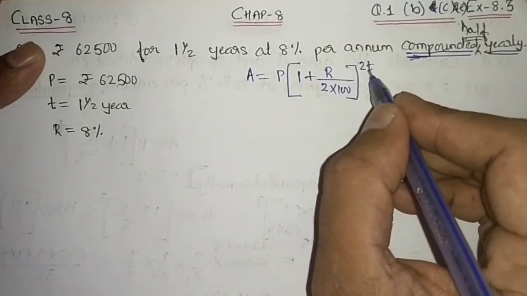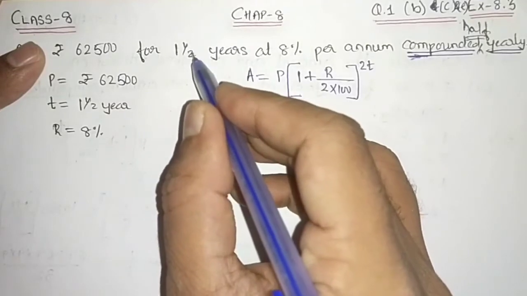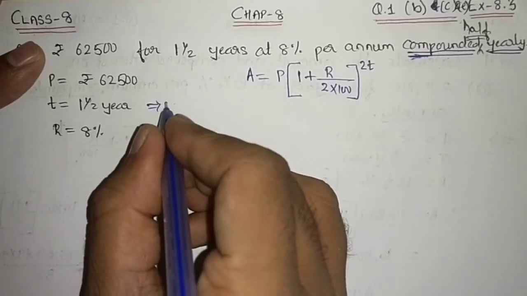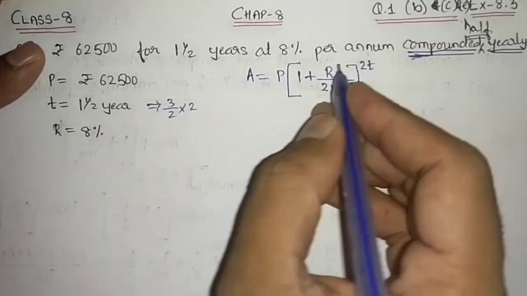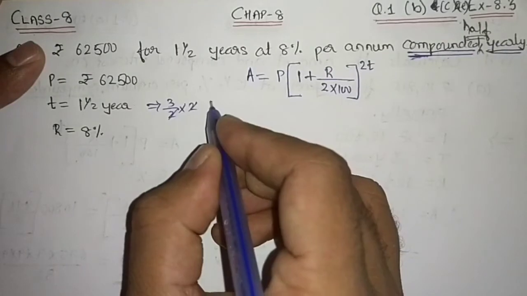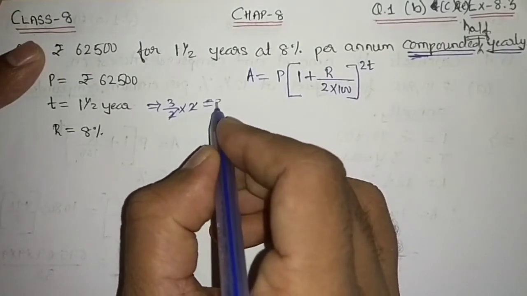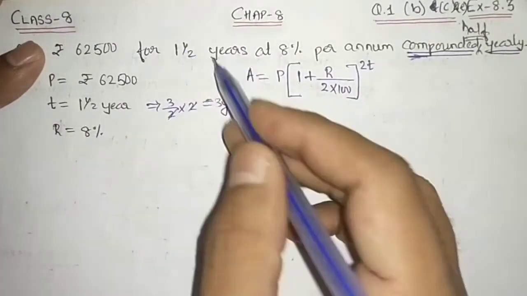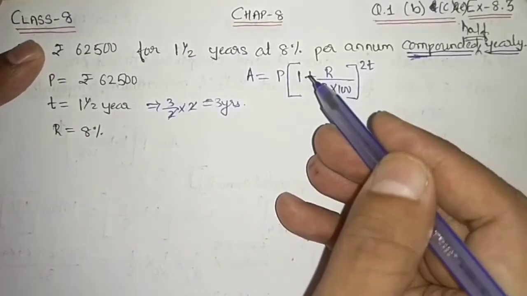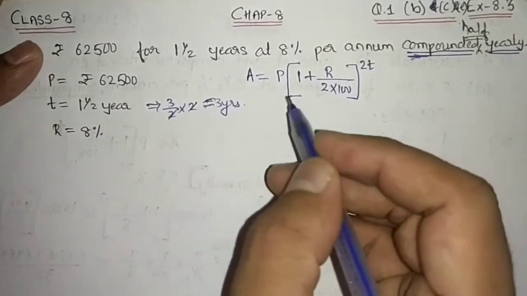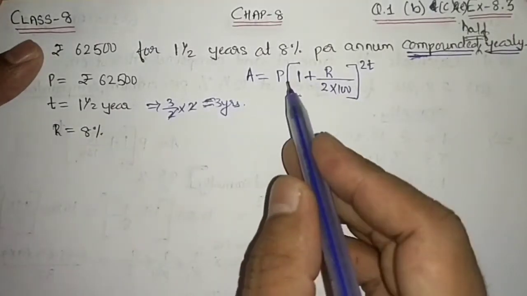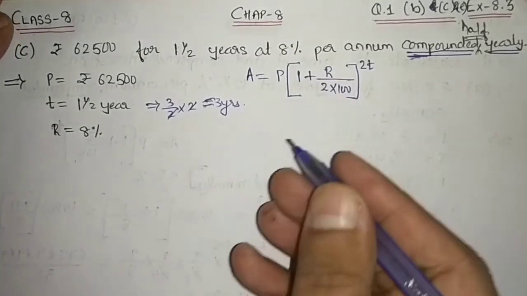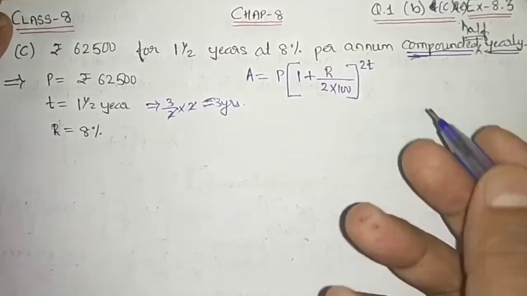Since here it is 2 times T, if we multiply 2 into T, which is 3 divided by 2 (2 ones are 2 plus 1, 3), and multiply it by 2, the 2s cancel out and we get 3 years. So when it is half yearly and the time period is given in mixed fraction, that is 1.5 or 2.5 years, then there is no problem. Since it is half yearly, R is divided by 2, that's why it is 2 into 100. So let us start, put the values in the formula and get the answer.